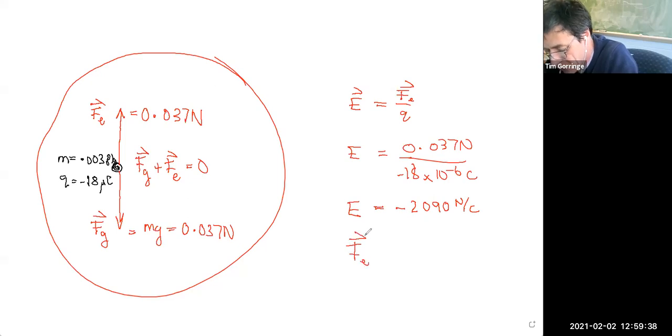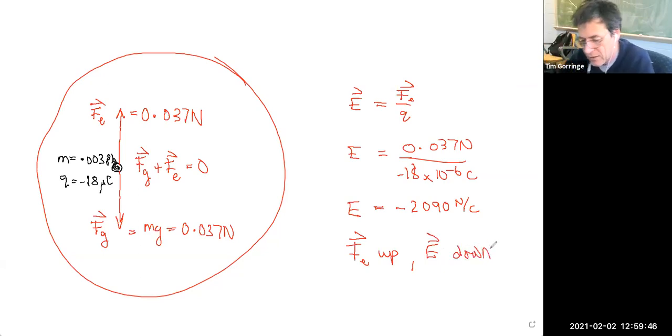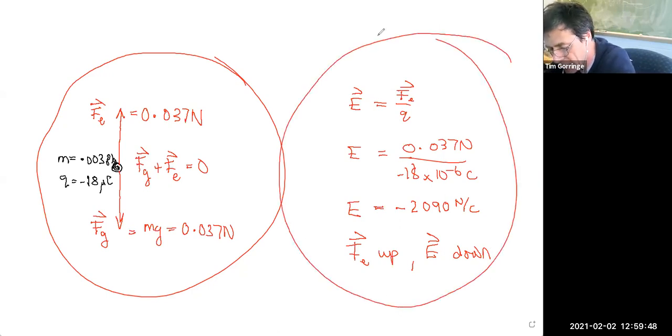Fe, the electrical force, was up. It must mean that the electrical field is down. And so that's the answer to the field on this side.